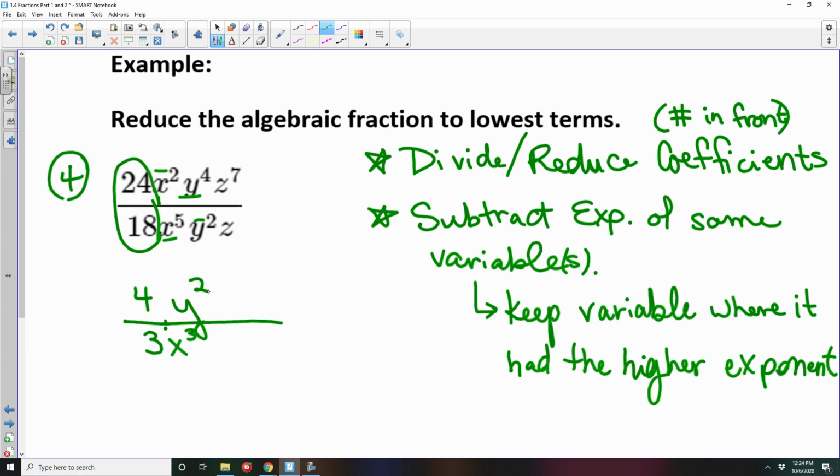2. And now, here's my favorite part. I have z to the 7 over z. So which one's bigger? Top. But how many z's do I have on the bottom? 1. So I still have to do 7 minus 1 and get what? 6. And there we go.